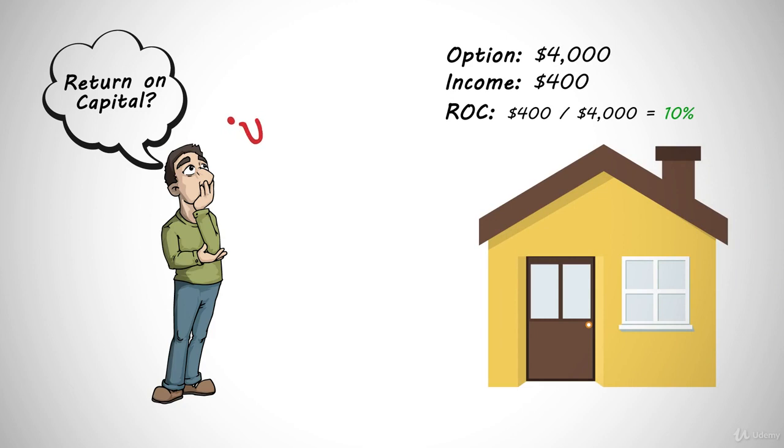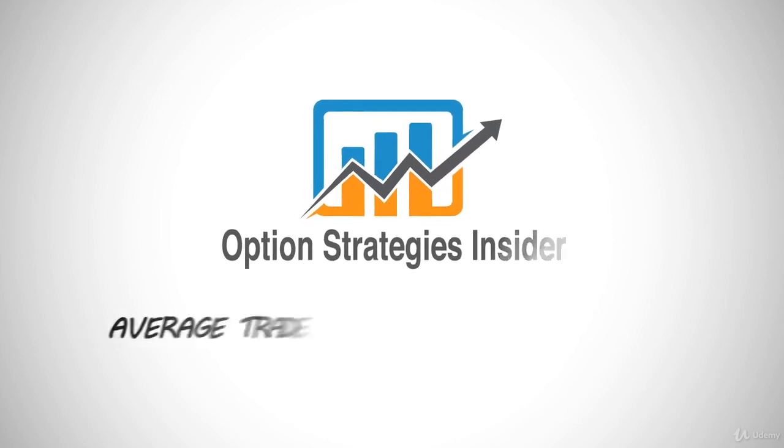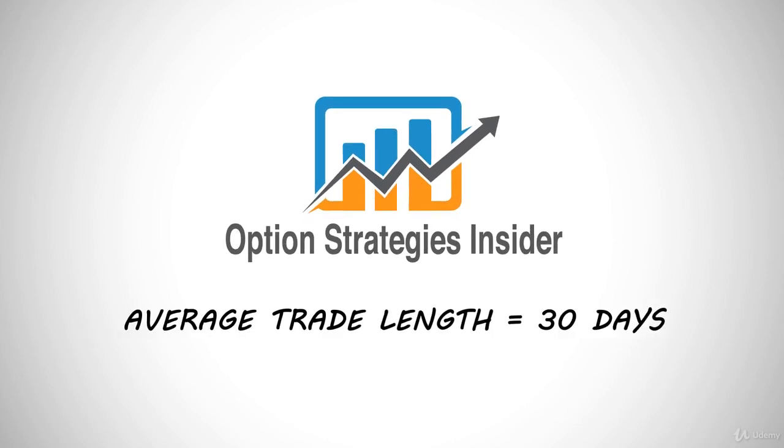Let's go back to our property example. There was an 8% return on the whole year. Did you think that was a good investment? At OptionsStrategiesInsider.com, our average trade length is only about 30 days. So if we were to annualize our 10% return over a year, that would be an annual return of over 120%. So I think a 10% return over 30 days would be an amazing return.